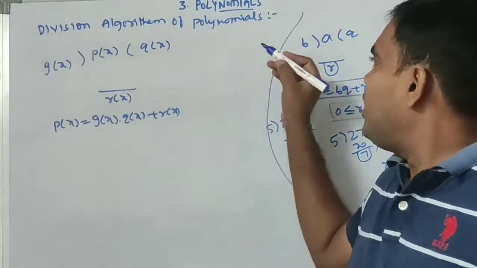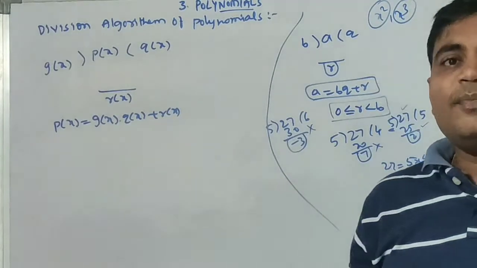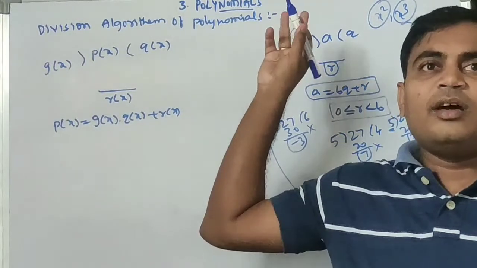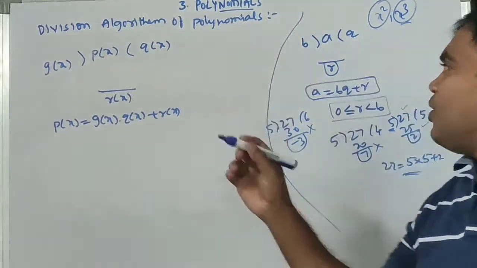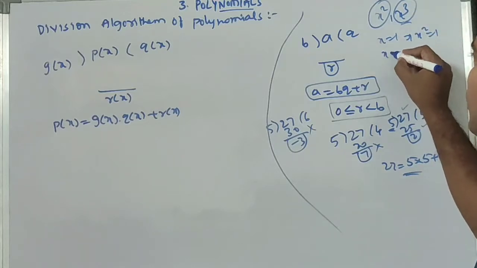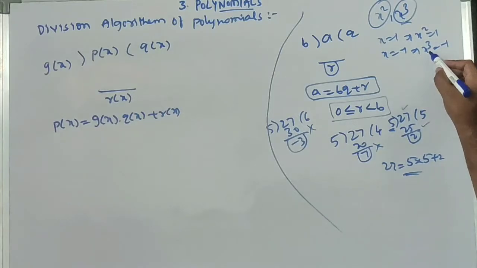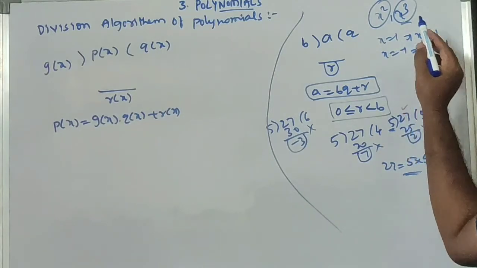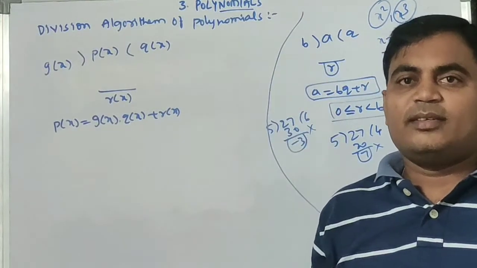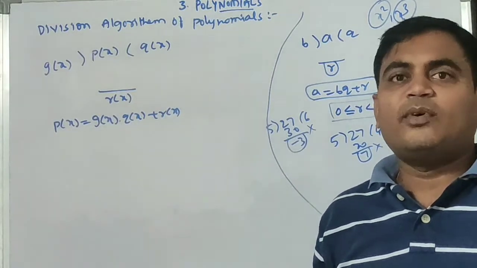For example, if we take x square and x cube, which one is bigger? It seems to be x cube. But x cube need not be a bigger polynomial than x square. If we take x equal to 1, both values are 1. If we take x equal to minus 1, x cube is minus 1 and x square is plus 1, so the x cube value is smaller than x square. So we can't judge which is the bigger polynomial.